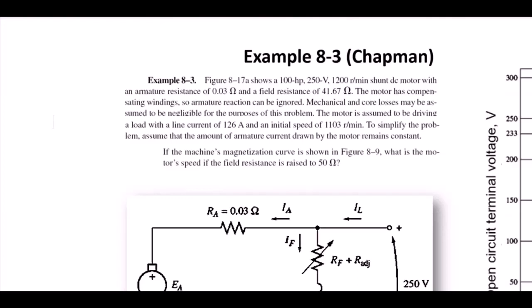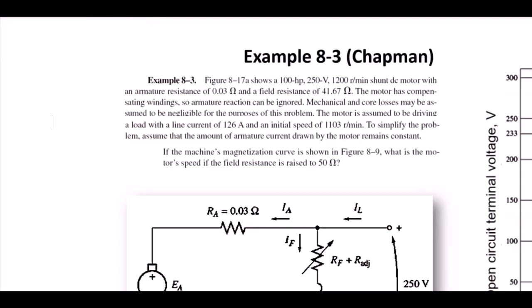Okay, Bismillahirrahmanirrahim. So in this video we are going to go through example 8.3. The question is: Figure 8.17a shows a 100 horsepower, 250 volt, 1200 rpm shunt DC motor with an armature resistance of 0.03 ohms and a field resistance of 41.67 ohms. The motor has compensating windings, so armature reaction can be ignored. This is good for us, makes the problem simpler to solve. Mechanical and core losses may be assumed to be negligible for the purposes of this problem.